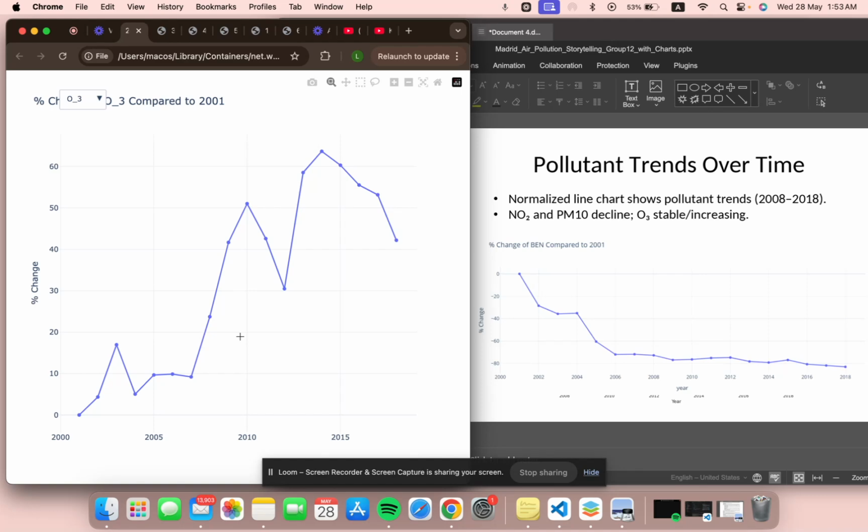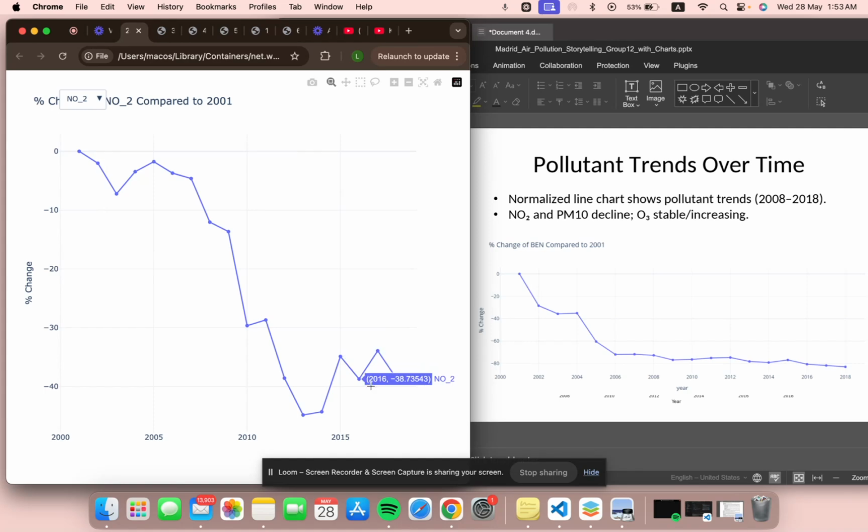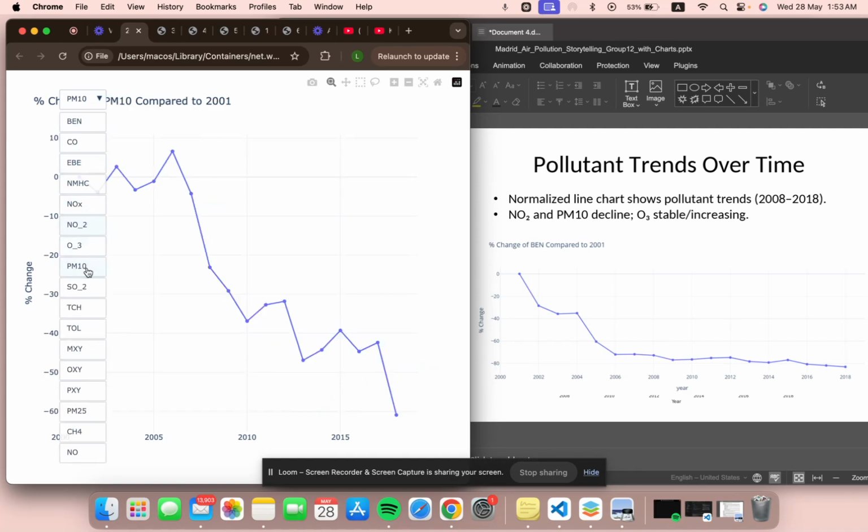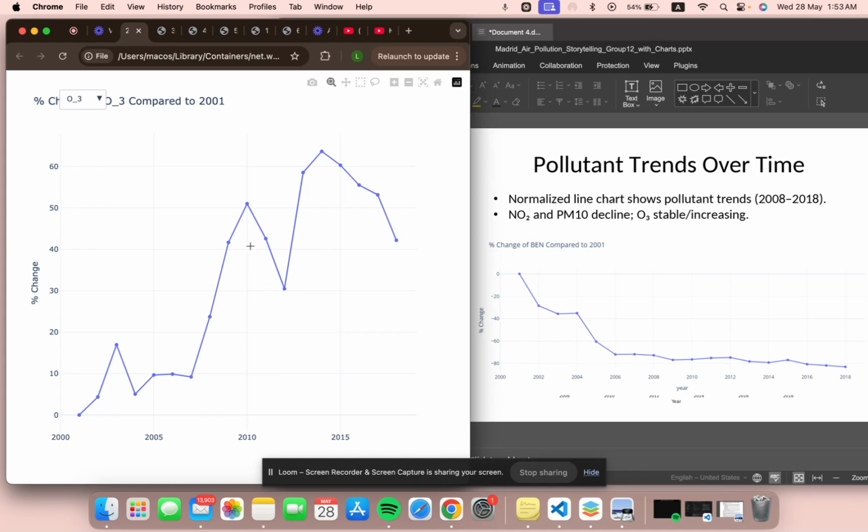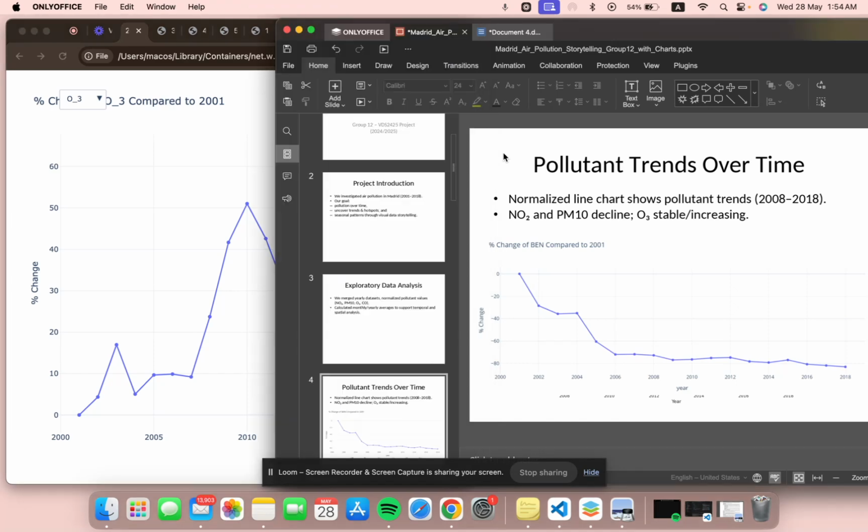The line graph here reveals that pollutants like NO2 have decreased and PM10 has also significantly declined. Whereas if we see O3, its levels have either stayed relatively stable or have increased slightly. The pollutants have decreased due to stricter environmental policies, and the O3 levels have increased, which could possibly point out secondary pollutant formation from other sources.